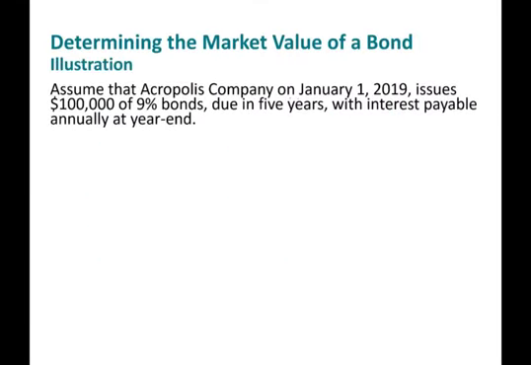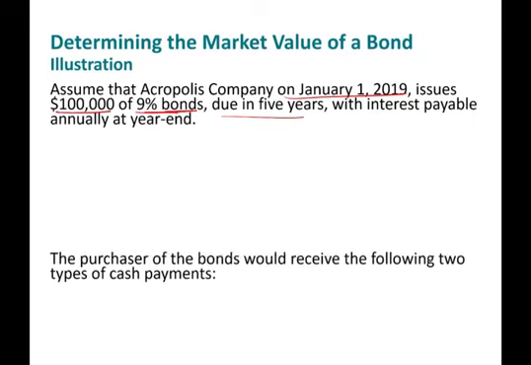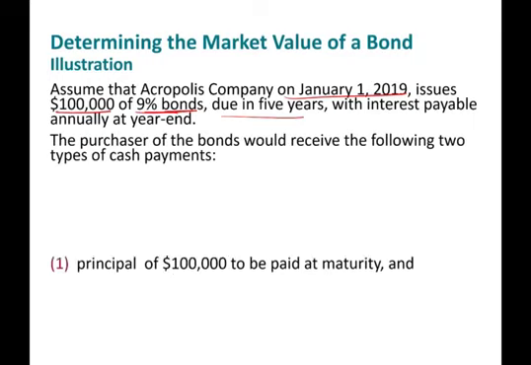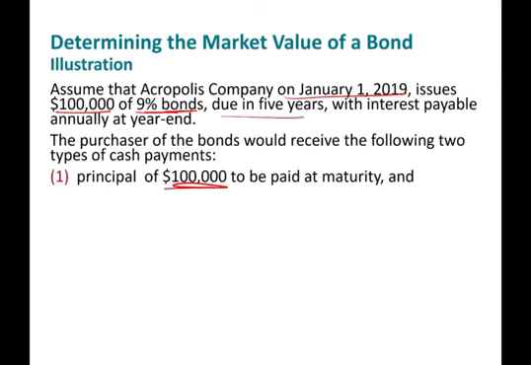Assume that a company on January 1st, 2019 issues a 9% bond due in 5 years with interest payable at year end. The purchaser of the bond would receive two types of payments here. They would receive $100,000 to be paid at maturity. When is the maturity? 5 years from now. So it's January 1st, 2020, 21, 22, 23, and 24.